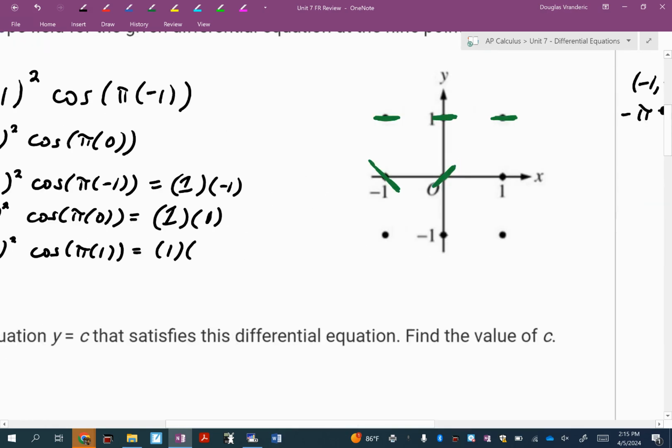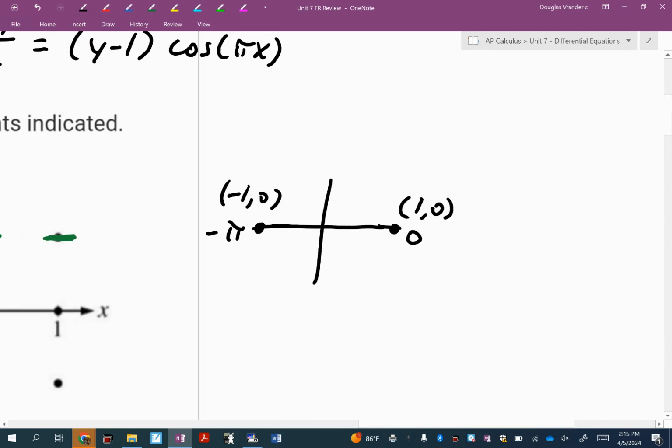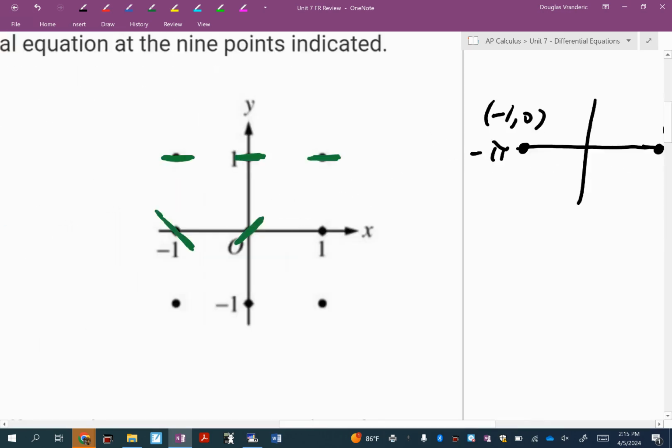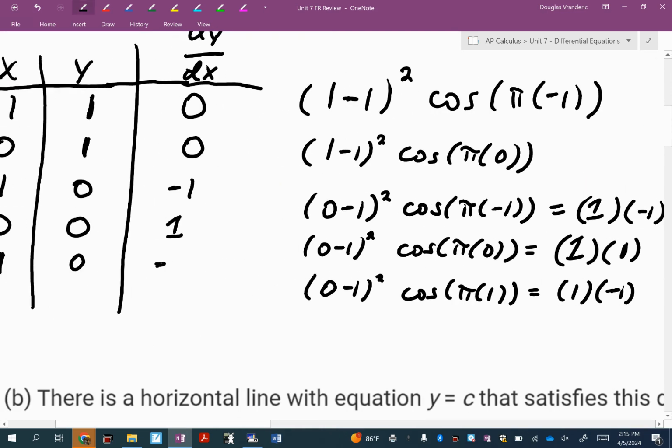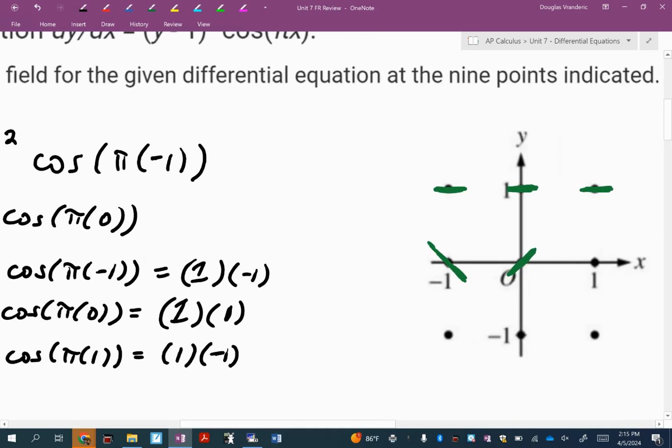I mentioned this already, but pi and negative pi end up in the same terminal side. So we went this direction for negative pi. For positive pi, you go counterclockwise, but you end up at the same spot, halfway around the circle. So what is the cosine of pi? Is negative 1. So that's going to have the same slope as the point we did 2 points ago.